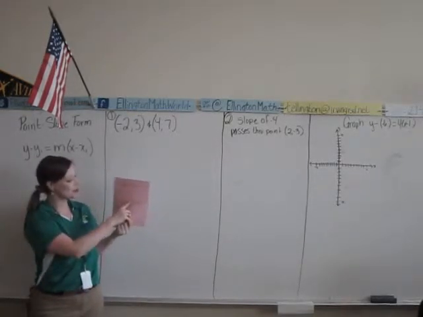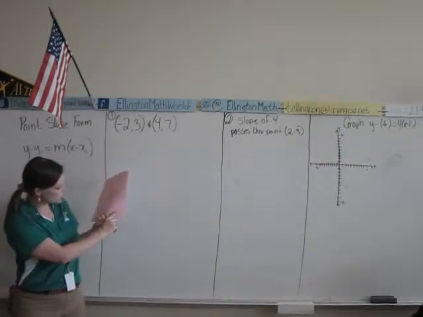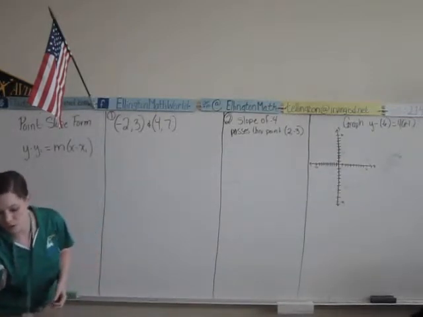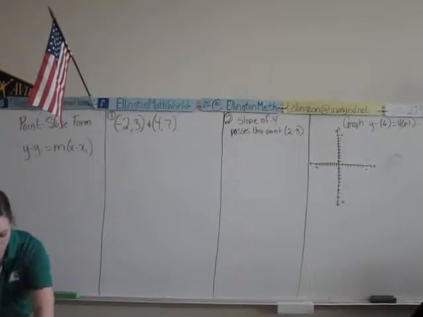This is going to help you write the equation of the line given slope and a point, given 2 points, or given point slope form. Okay? We're going to start with the first box. It says point slope form. This is your point slope form. This is your formula. We're going to label the formula and the parts of it.